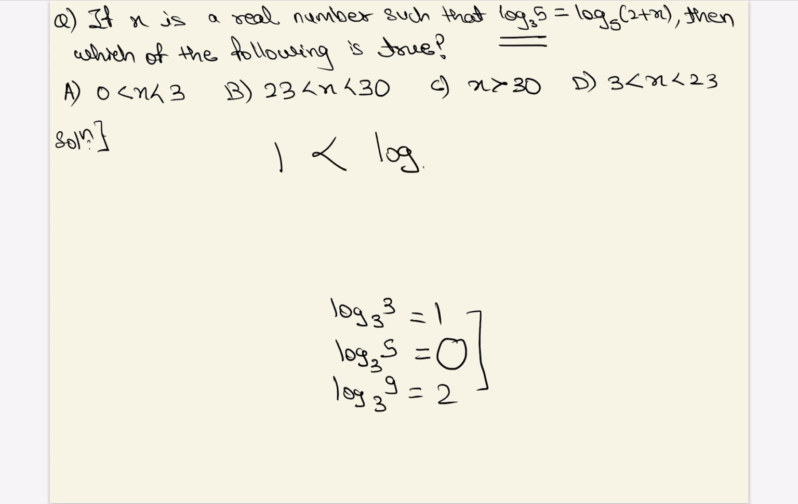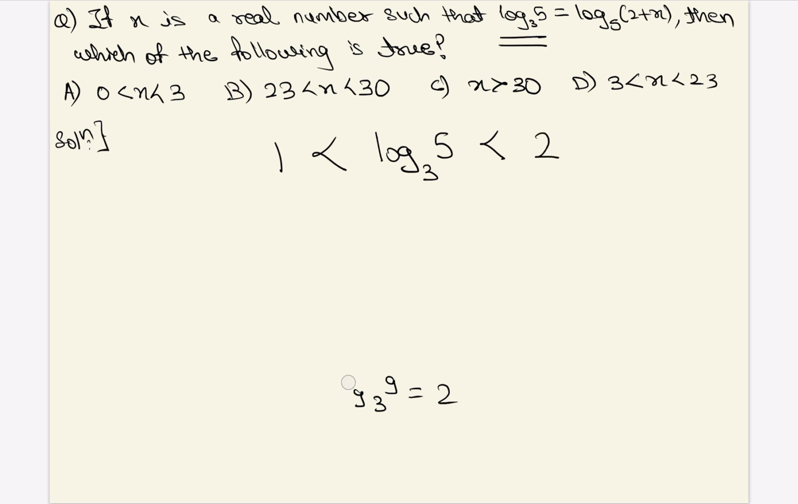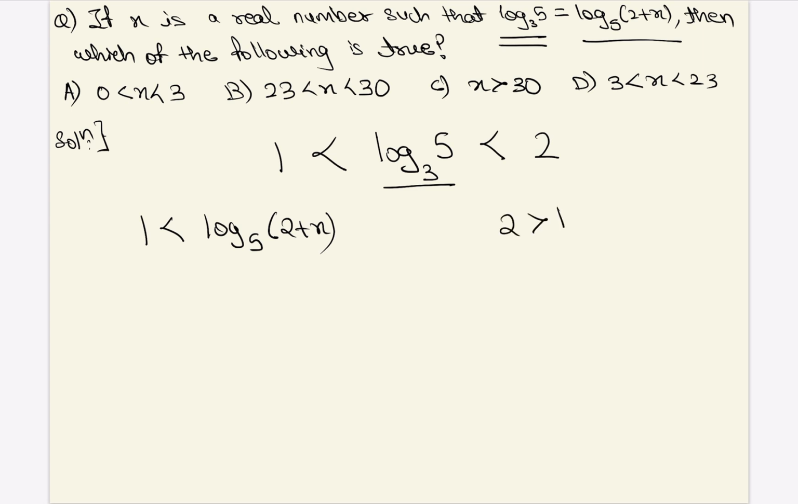for the left hand side of the equation, right? Now the task is simple. We just have to replace LHS with RHS. Now 1 is less than log 2 plus x to the base 5 and 2 is greater than log 2 plus x to the base 5.